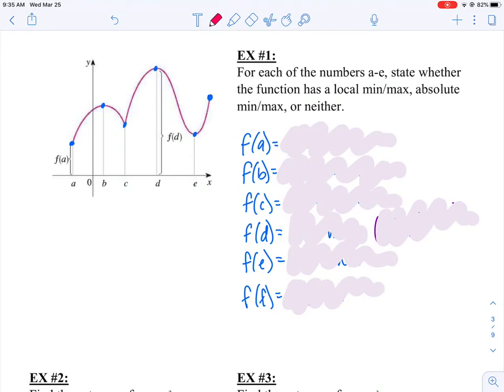I would like you to go through those 1, 2, 3, 4, 5, 6 different points, and I would like you to think about if you think that's a relative or local min or max, an absolute min or max, or neither.